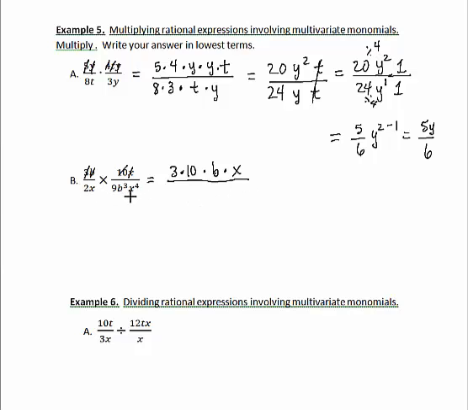2x times 9b to the third x to the fourth would give us 2 times 9. X times the x to the fourth takes care of the x's, and then we just have a b to the third left on the end. Alright, on the top we get a 30. On the bottom we have an 18.